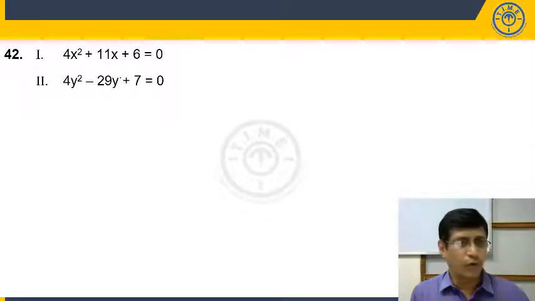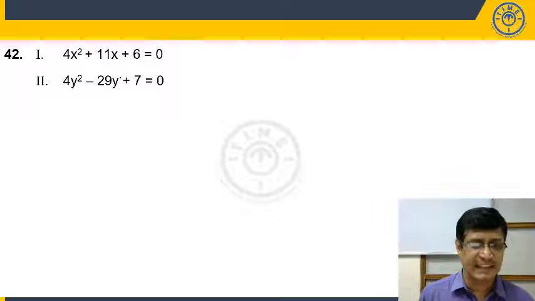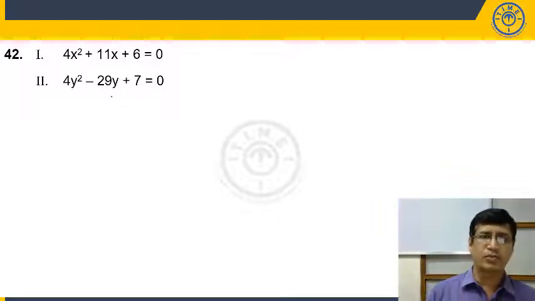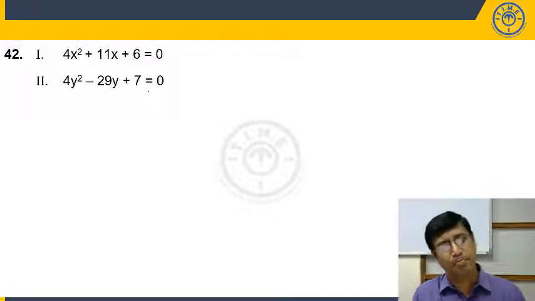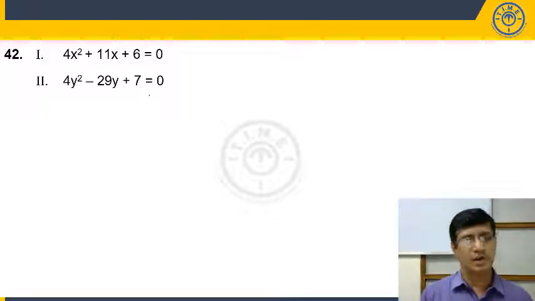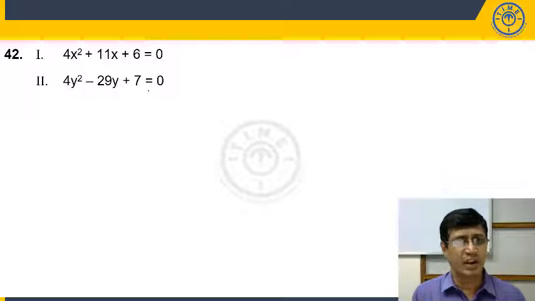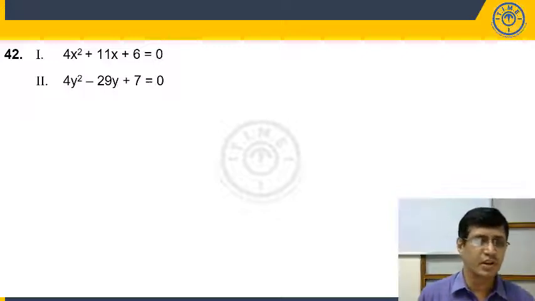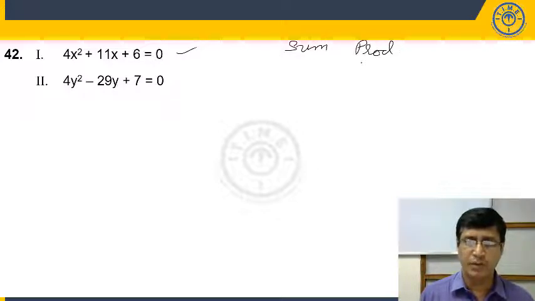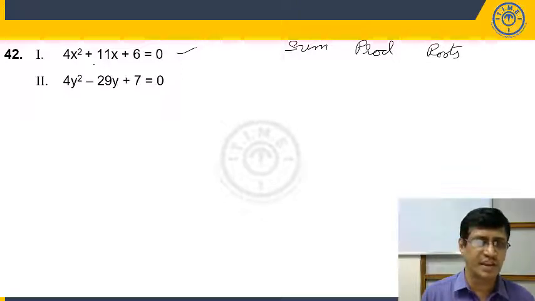Okay. Now look at the next question on your screen, question number 42. Now what is given here? 4x square plus 11x plus 6 is equal to 0, and 4y square minus 29y plus 7 is equal to 0. Yes, my dear students, I think you tried this example in your examination. So look at this one. Here in the first quadratic equation, observe the sum of the roots and the product of the roots.